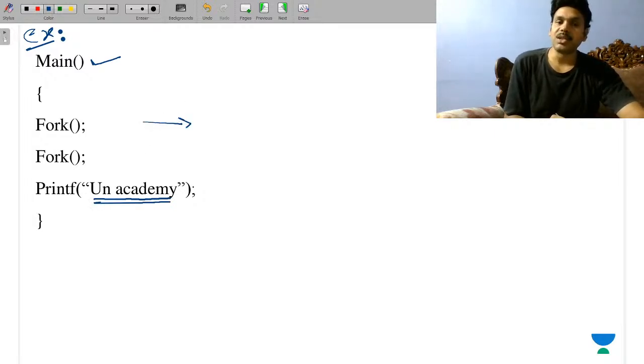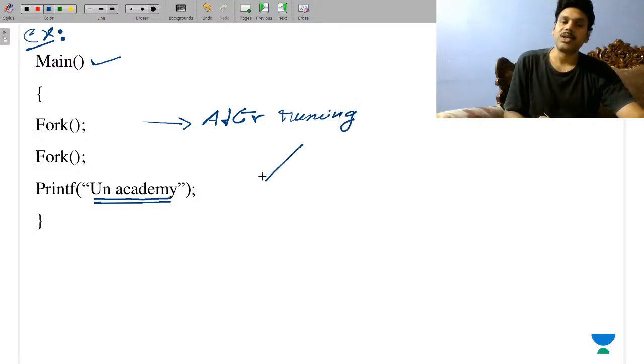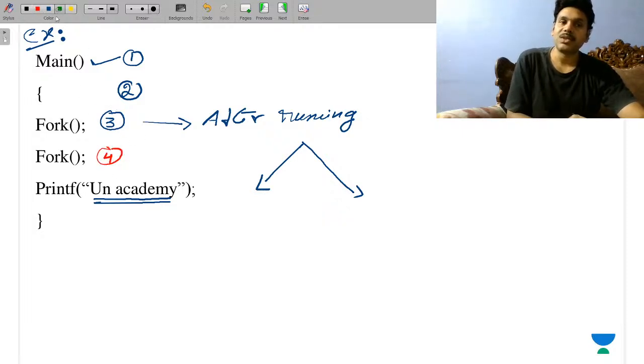As soon as you run this program, after running, please understand friends, what is going to happen? It first of all executes your main. This is your first statement, and the second statement is a delimiter, and the third statement is a fork, and another statement is also a fork, and finally it is going to print "an academy" here.